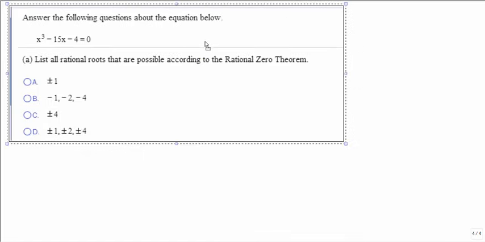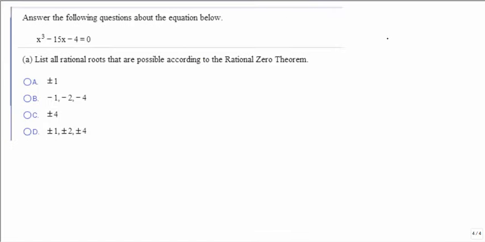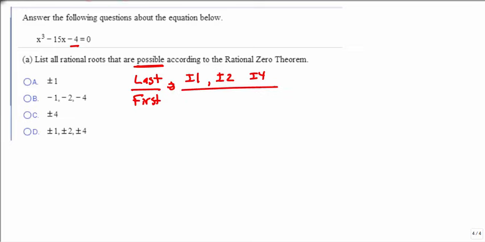So for this one, they give me a list of all possible rational zeros, and I need to choose the one that fits. So this first part lists not all my solutions, but all possible rational zeros. Remember, that's last over first. My last coefficient is 4, so the factors of 4 are plus or minus 1, plus or minus 4, and then plus or minus 2. The denominator would be the leading coefficient here, which is just plus or minus 1.